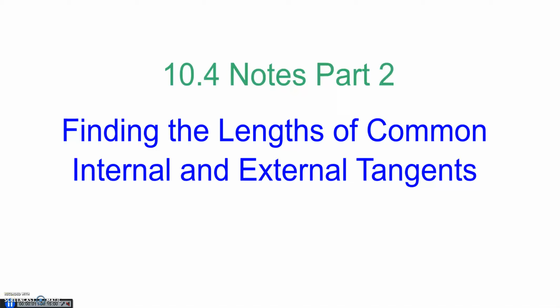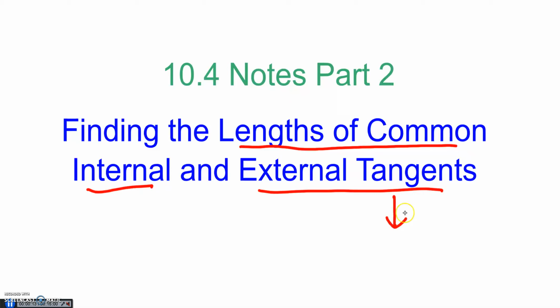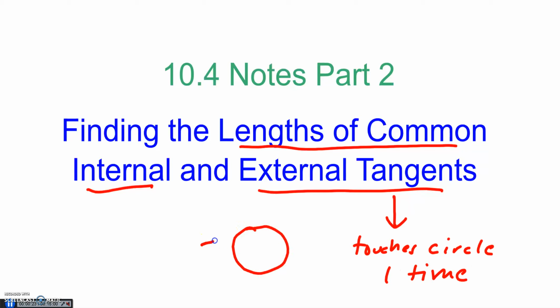Hello everybody and welcome to the 10.4 notes part 2, which is about finding the lengths of the common internal and external tangents. And I'll show you in a minute what that means again, but a reminder from the previous lesson that a tangent line touches the circle one time. And so if I drew a quick little picture, if this is a tangent line, remember that this point is called the point of tangency.